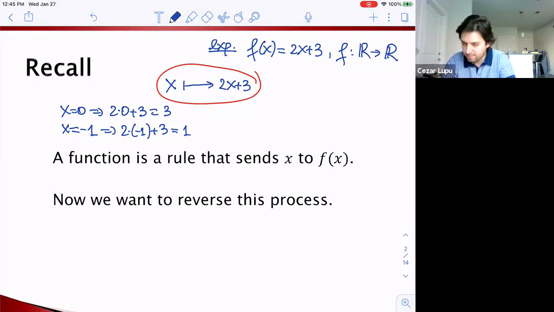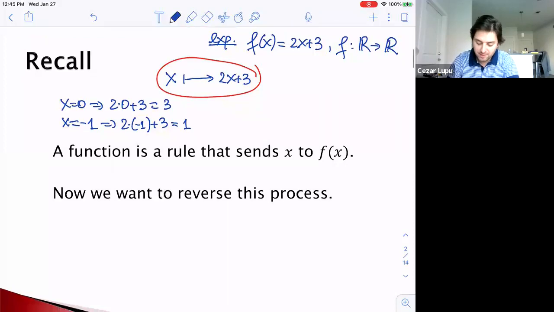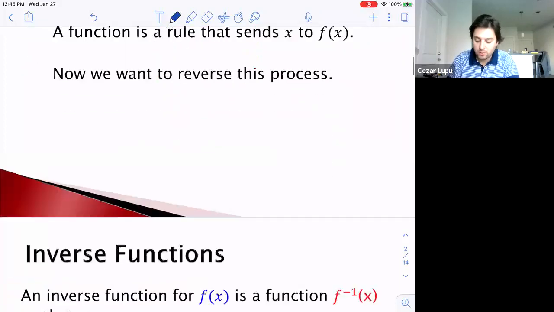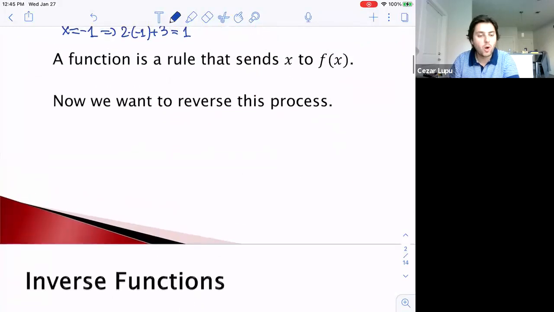I hope this is clear for everybody. Now, what we would like to do is to reverse this process. So we would like to send f of x back to x, if that's possible. So how are we going to reverse this process? We will reverse it through what we call the inverse functions.